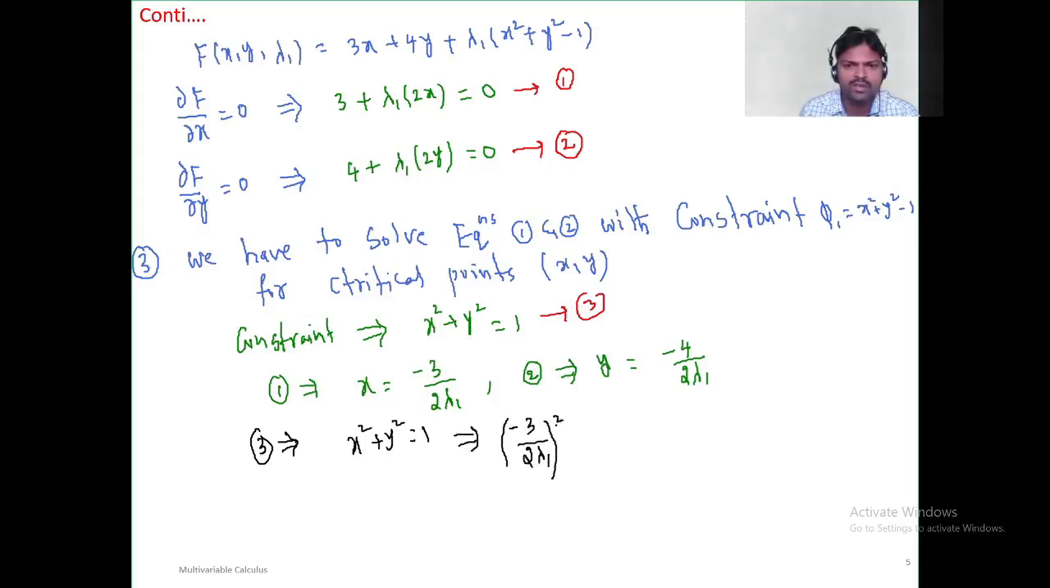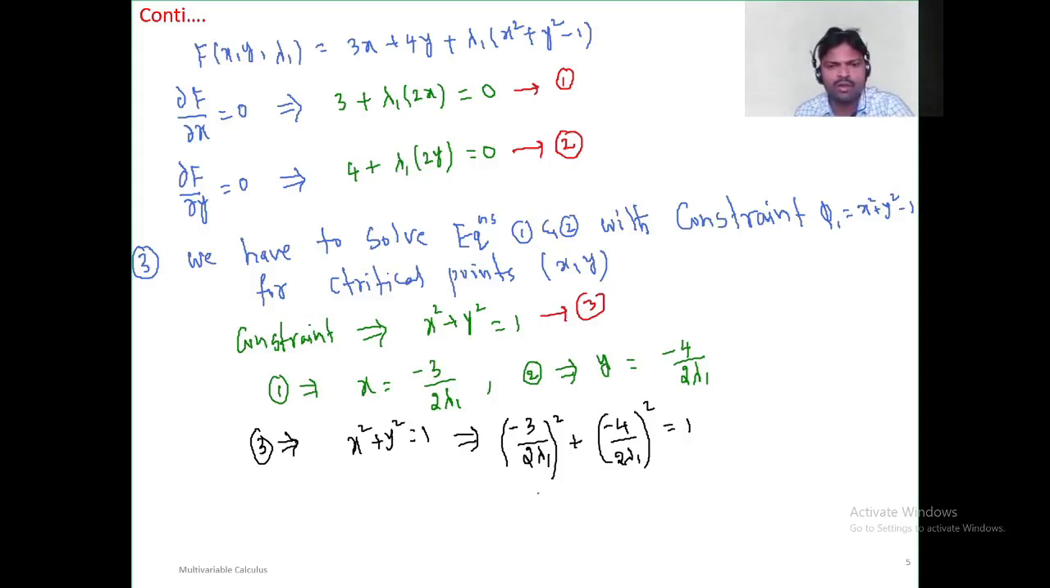My ideology for substituting here is also very clear. If I substitute here, I will get the lambda 1 value because there is only one unknown, lambda 1. Once I get lambda 1, I will substitute in equation number 1 and 2, so that I will get the x value and y value. So that is my ideology.